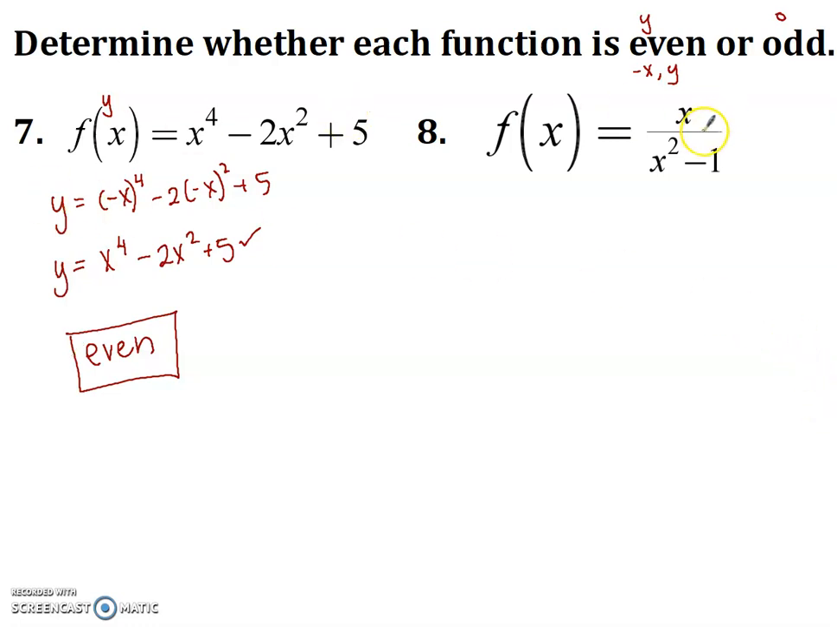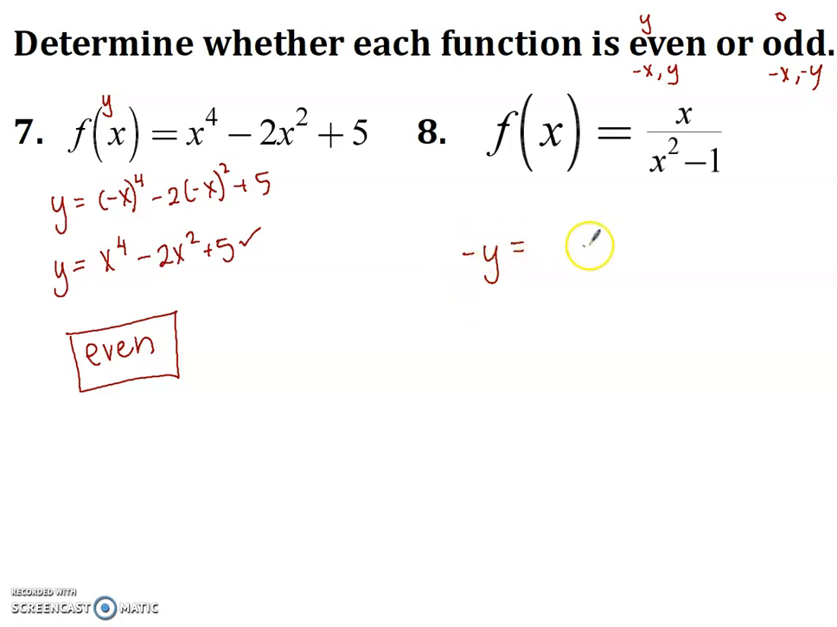Now on this next one, I'm going to try origin symmetry first. The reason I'm not going to try even is I don't think it's going to be even, because this would make a negative x here, and so I can already see that this side is going to be different. So I'm guessing that this one isn't even. If you're not sure, try the even test. But I'm going to try odd and see if that works.